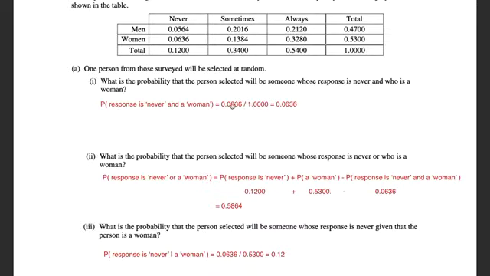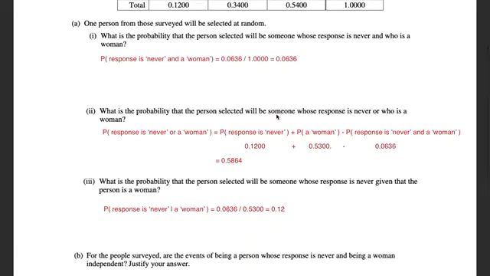It would be okay if you didn't list this, but it is very important to label this using probability notation, labeling the events using the word and. If you don't want to use that probability notation, you can put it in context simply by copying the words. The probability that the person selected will be someone whose response is never and who is a woman is 0.0636. You could just copy the words.